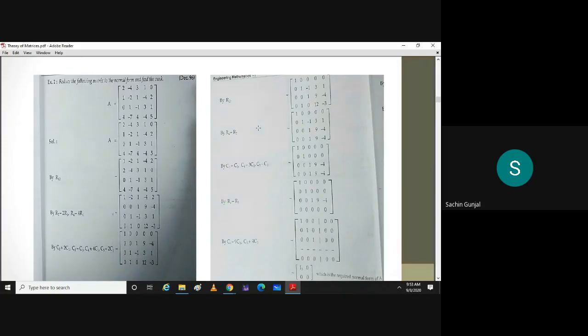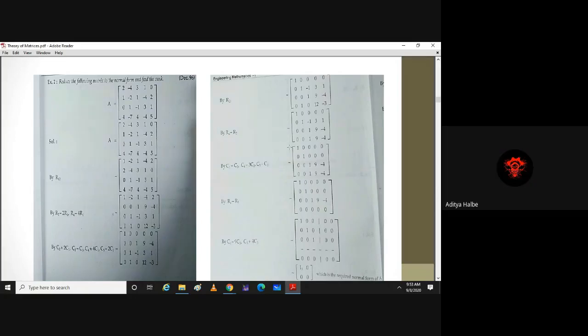One can interchange the second and third row. One can interchange C2 and C3. But at the end, you should get the same rank. Operations are up to you. You don't have to follow whatever is given in the book. Operations are up to you, but the rank should not change. Is that fine?